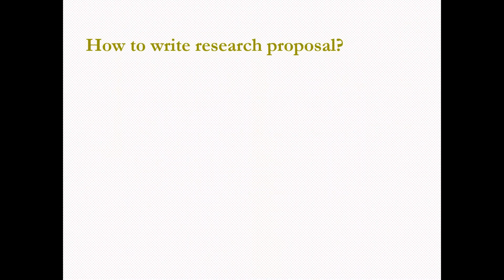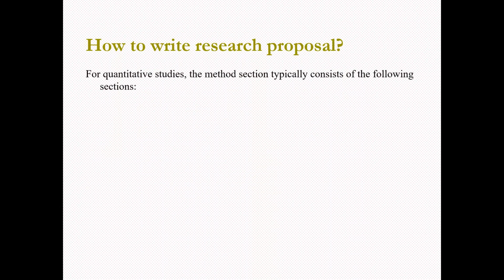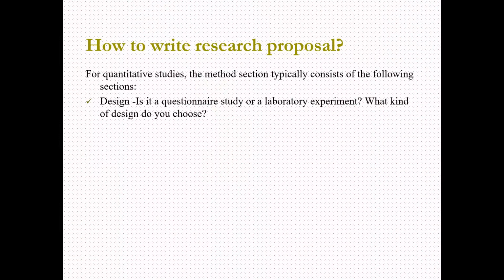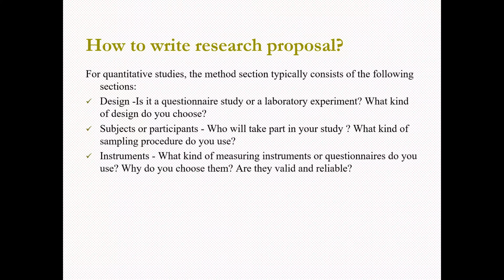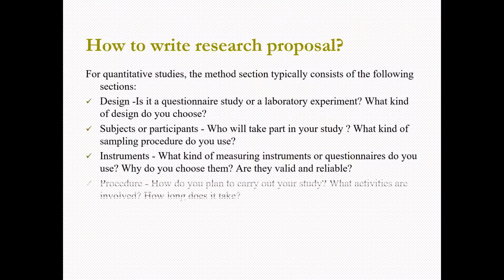quantitative research. For quantitative studies, the method sections typically consist of the following sections. First, design: is it a questionnaire study or a laboratory experiment? What kind of design do you choose? Then subjects or participants, that is, who will take part in your study, and what kind of sampling procedures do you use? Then instruments, that is, what kind of measuring instrument or questionnaire do you use? Why do you choose them? Are they valid or reliable?